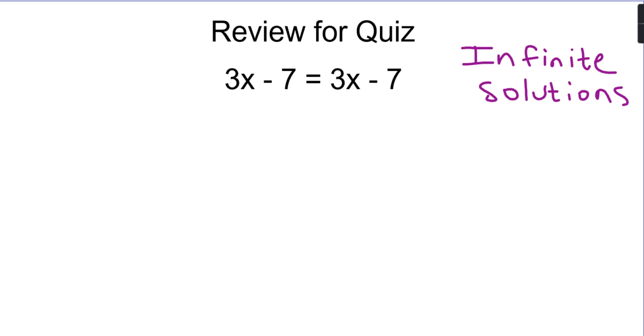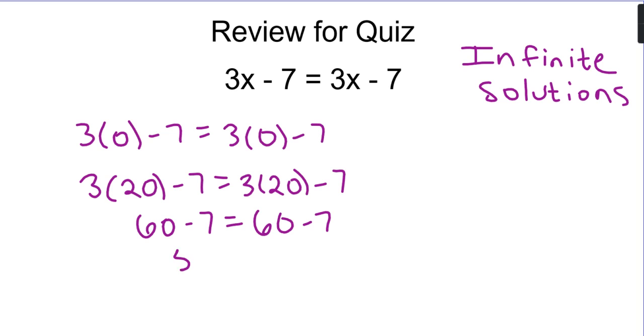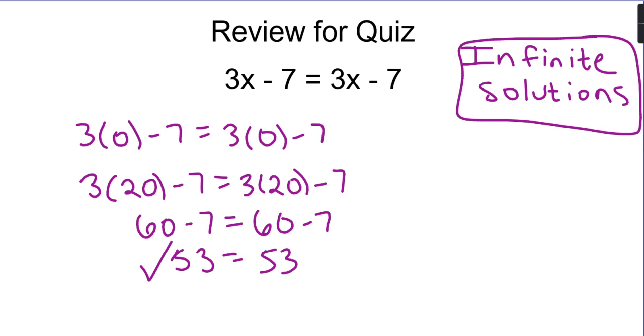Why? Because if I take 3x minus 7 and instead I make it 0 for x, it's exactly the same thing. It's definitely equivalent. It's the same thing on both sides. So they're equal. 0 minus 7 equals 0 minus 7. I can put 20 in there. 3 times 20 minus 7 and 3 times 20 minus 7. Will it work? Yes. It's 60 minus 7 and 60 minus 7. So it's 53 on both sides, right? Whatever I put in, it's always equivalent. It's always a true statement because it's exactly the same thing on both sides of the equation. So that's why we say that this equation has infinitely many solutions.